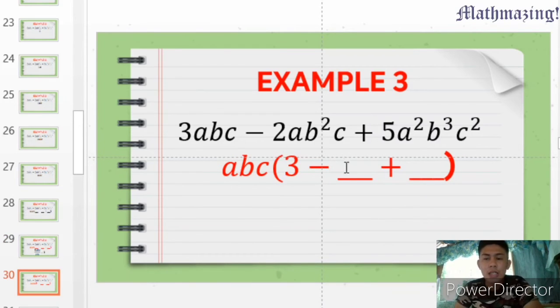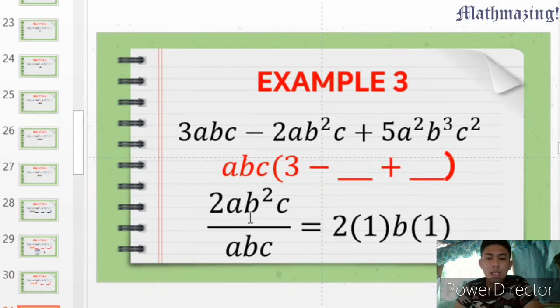Next naman, yung second term natin, we have 2ab squared c divided by abc. So 2 divided by 1, the answer is 2. A divided by A, the answer is 1.